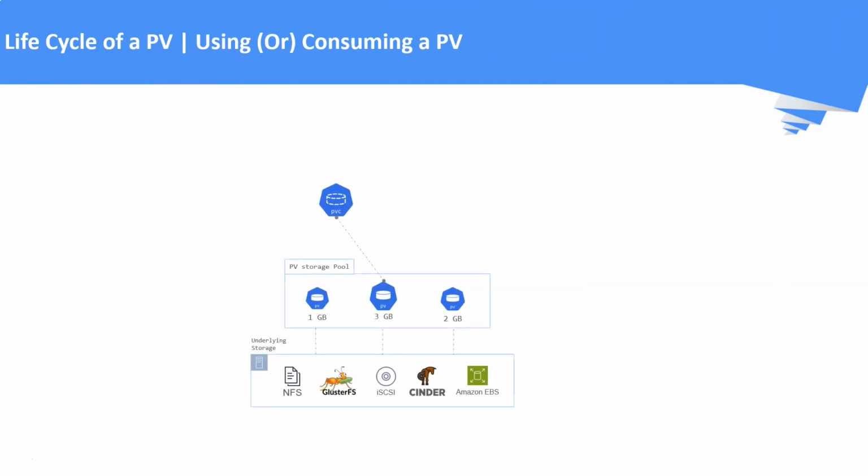Using or consuming a PV. How to use the provisioned PVs? To use these PVs, pods need to mount the persistent volume claims as volumes. In other words, PVs are consumed by the pods via the PVCs.